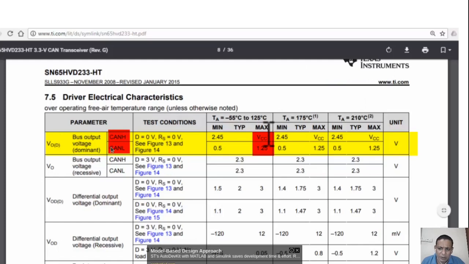In the dominant mode, CAN high will have VCC, and CAN low will have 1.25. In the receive mode, CAN high and CAN low will have 2.3 volts. So here the difference voltage is VCC minus 1.25. If the VCC is 3.3, the difference is approximately 2 volts.